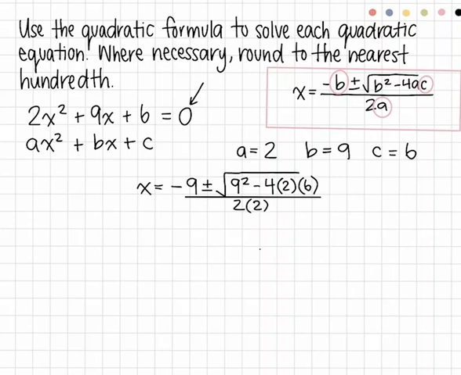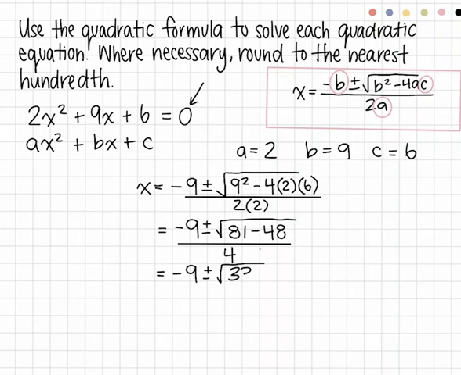Okay, so let's start to simplify this. This equals negative 9 plus or minus the square root of 9 squared, which is 81, minus 2 times 6 times 4, which is minus 48, and that's going to be divided by 4, which equals negative 9 plus or minus the square root of 33 divided by 4.